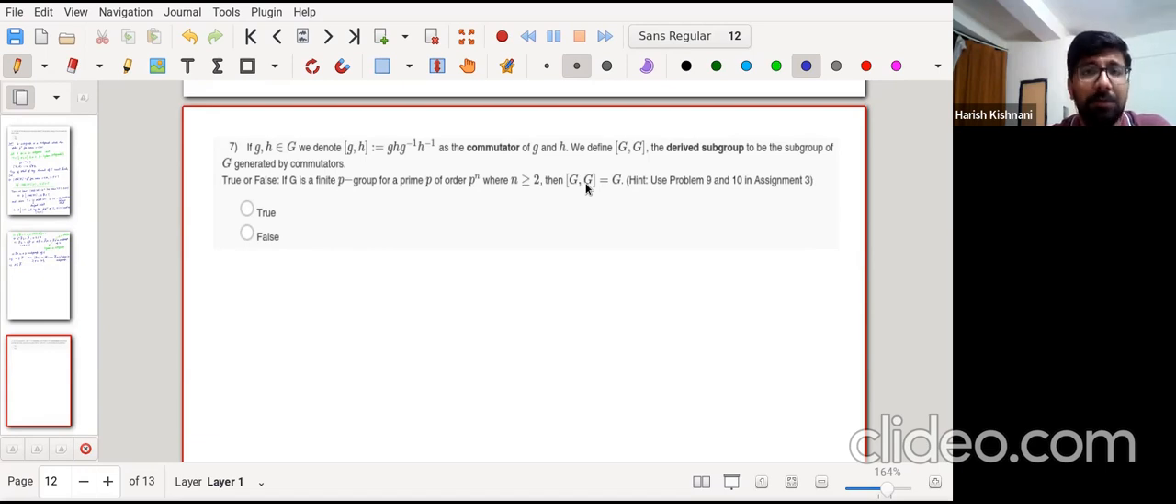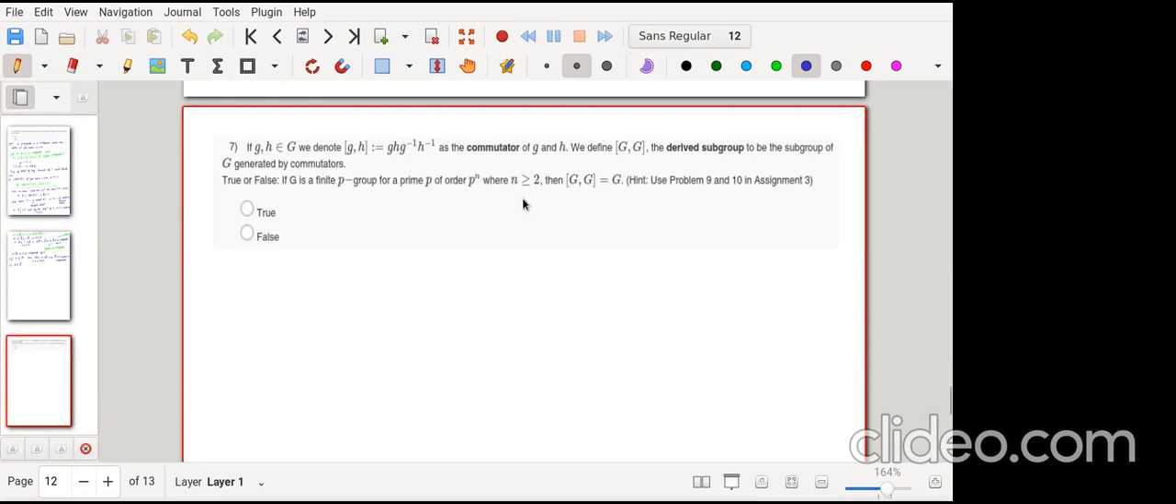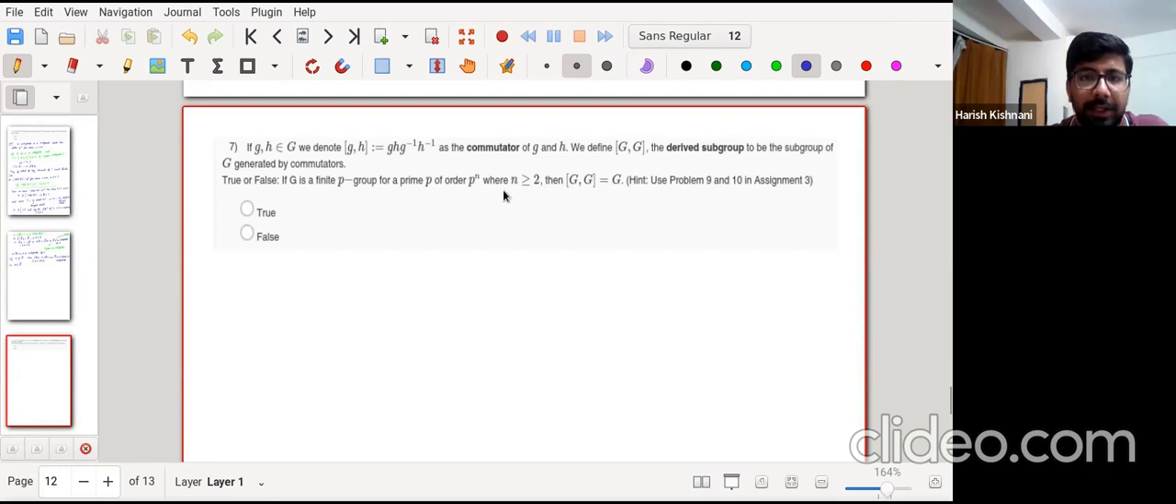A finite P group where the order of the group is greater than or equal to P squared, and the commutator subgroup is not equal to G. What is the first group you know of order 4? It should be order 4 also will work, right? G is a finite P group for a prime P of order P^n. So if we take just P squared, then whether for P squared this commutator subgroup is equal to G.